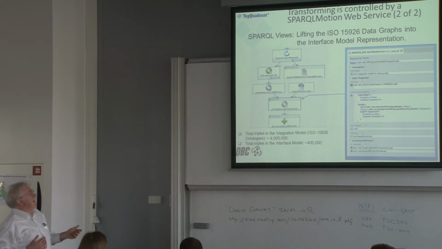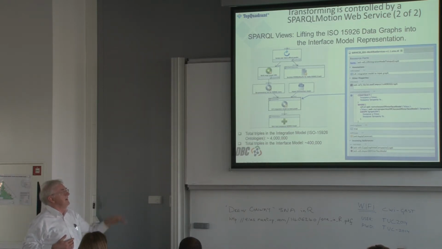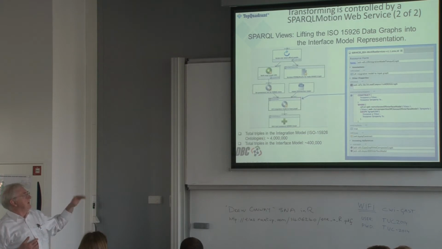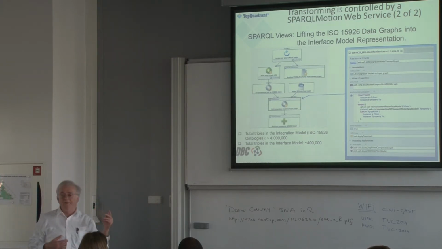How many triples do we have here? About 4 million in the integration model. The overhead of 15926 is about 10 to 1 because it's a full ontology and because it's a meta ontology. It even represents things like inheritance as a class.